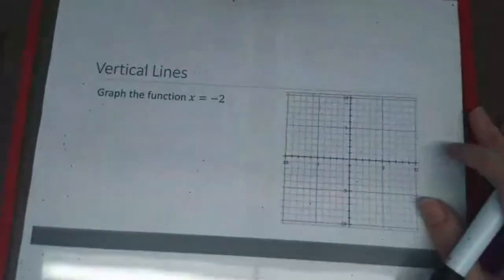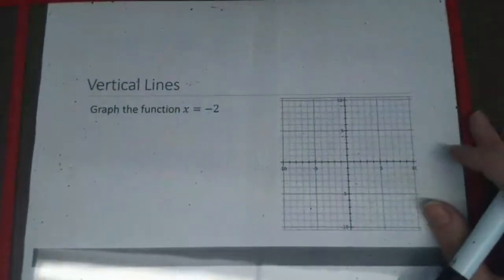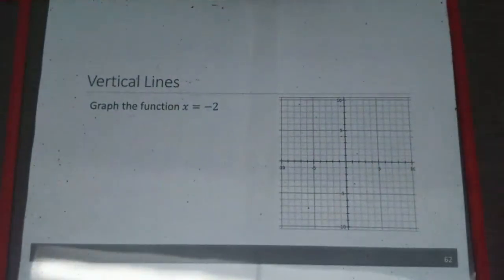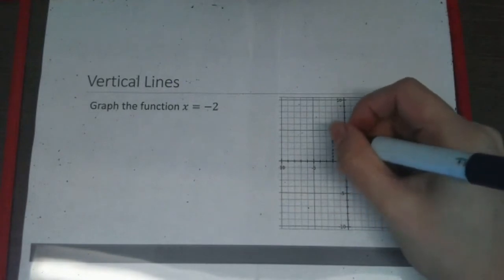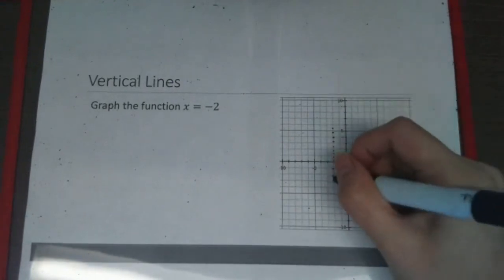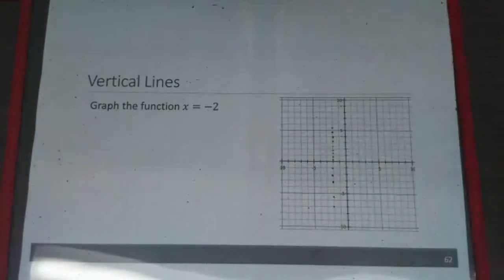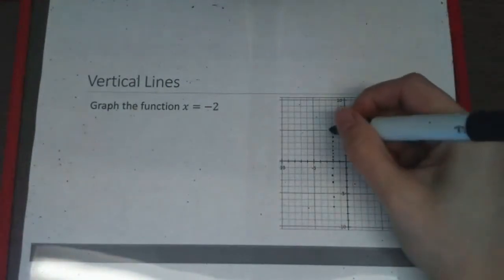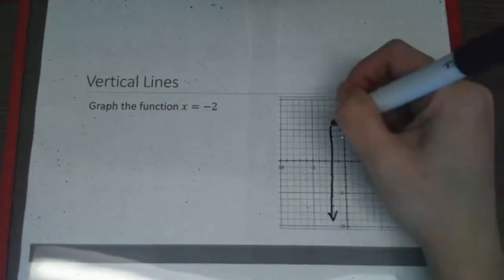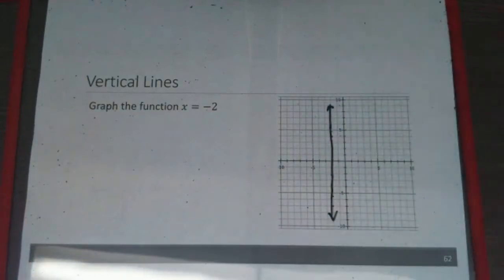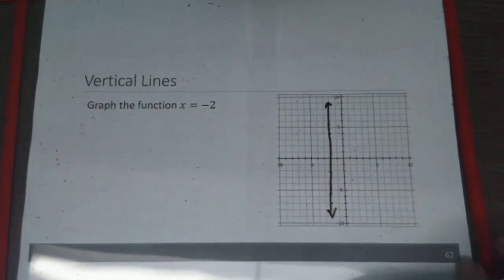Vertical lines have the equation x equals a number, in this case x equals -2. So if I find where x is -2, I don't care what y is, y can be whatever it wants to be, as long as x is -2, and that forms a vertical line. That's how we graph horizontal and vertical lines.